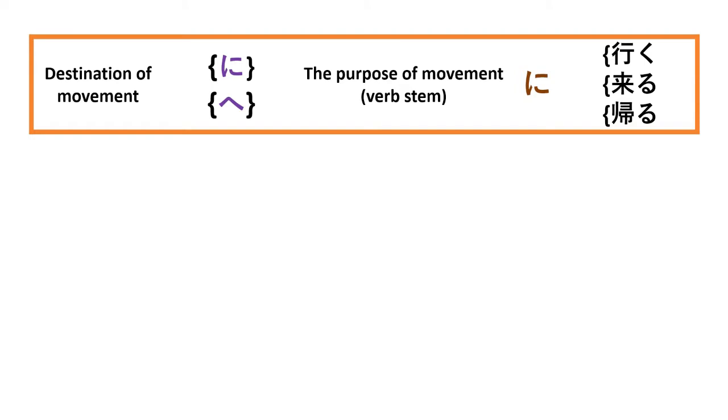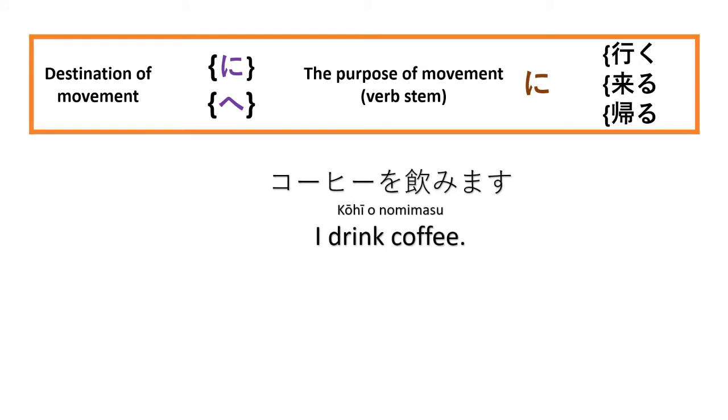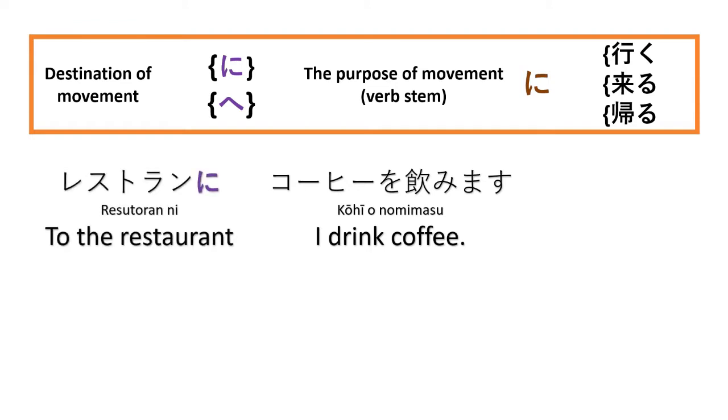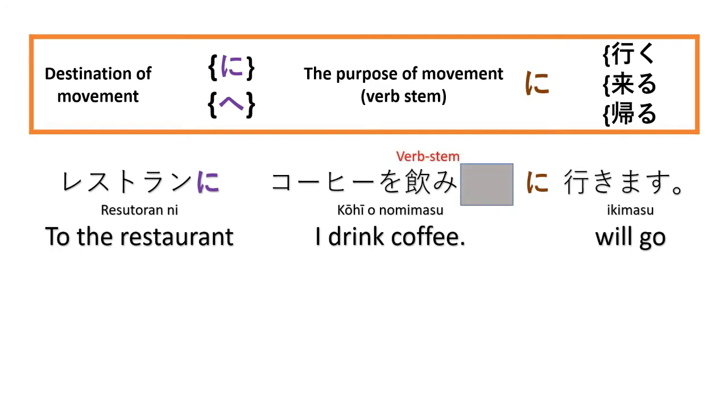And this is the equation when we want to formulate the sentence. For example, I drink coffee. コーヒーを飲みます. As you can see here, we can add where we drink the coffee. So we can say レストランに行きます. But this is not yet grammatically correct because the nomimas is not yet in the verb stem form. So in order to make it the verb stem, we just remove the mas.